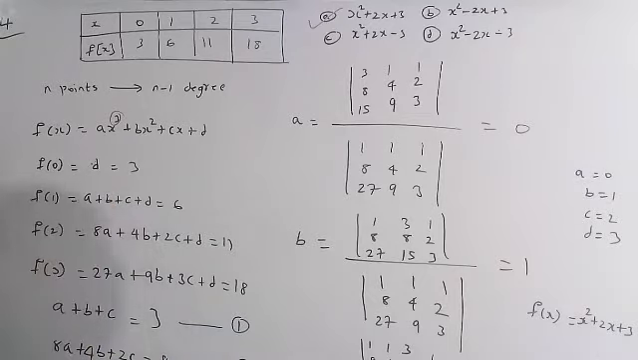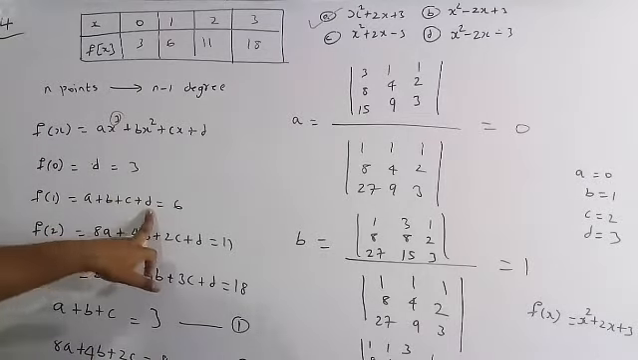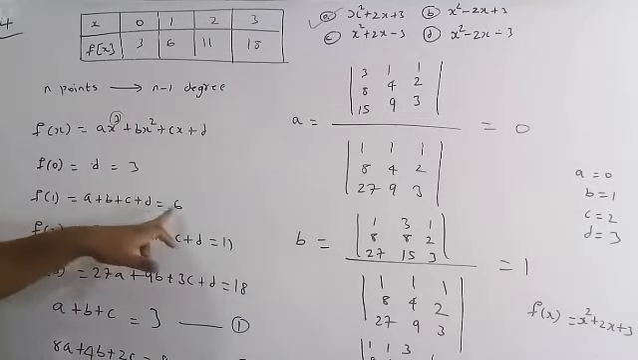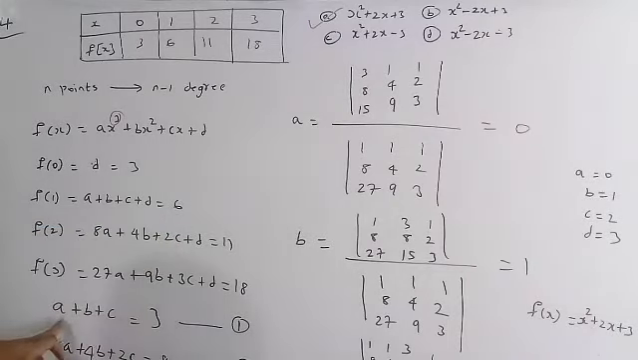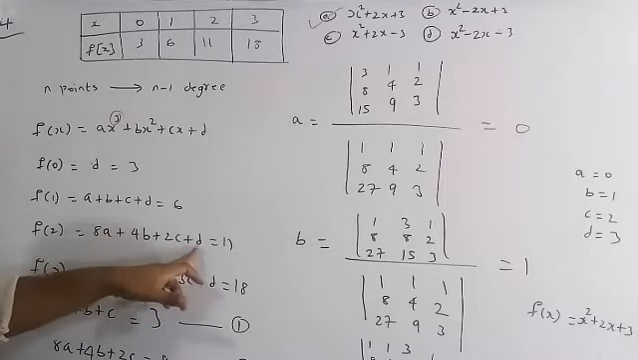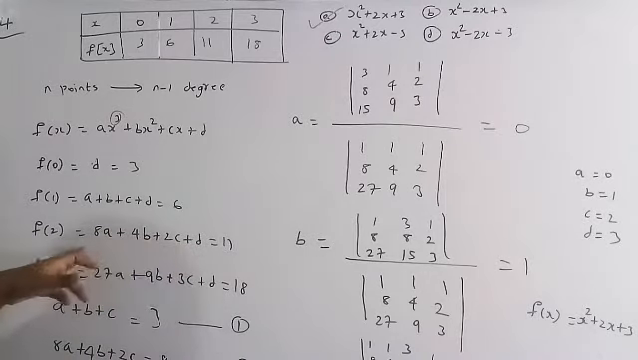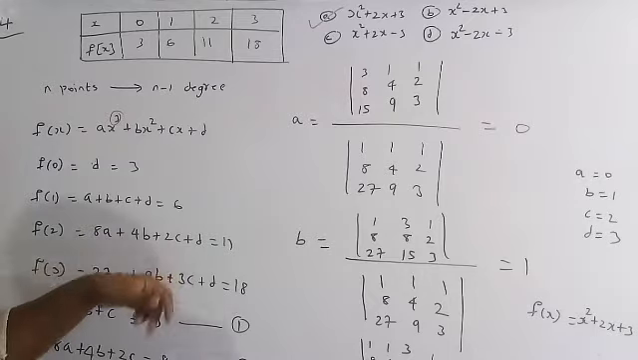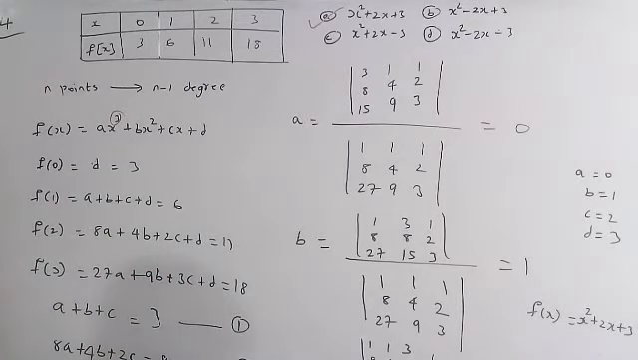So we know the value of d. Now in place of d substitute 3. So a plus b plus c is equal to 6 minus 3, which is nothing but 3. So a plus b plus c is equal to 3. This is the first equation. Similarly here also, in place of d substitute 3. So I want only 8a plus 4b plus 2c is equal to 11 minus d. 11 minus 3 is nothing but 8.